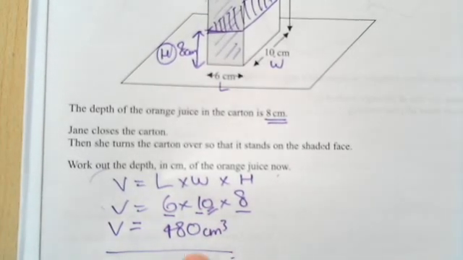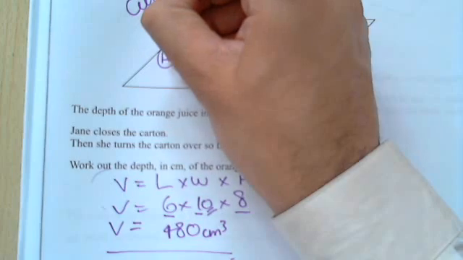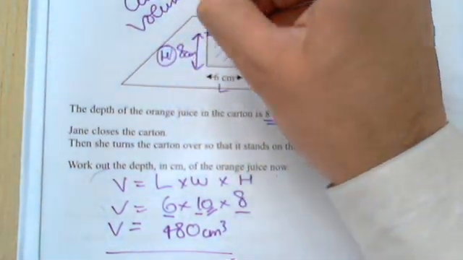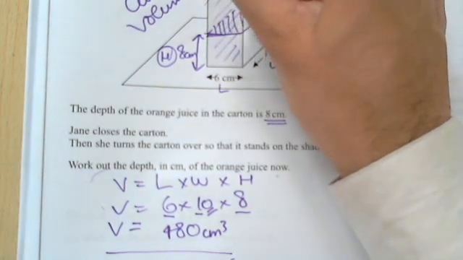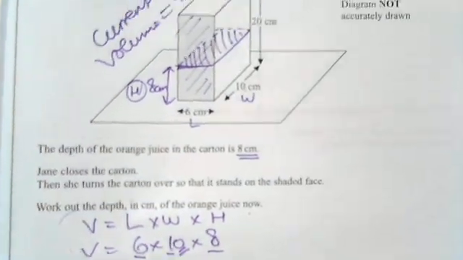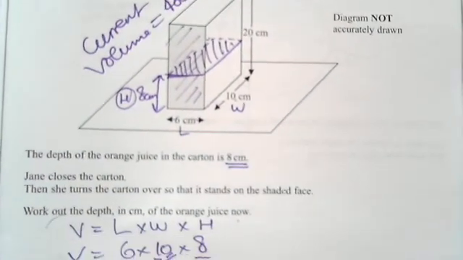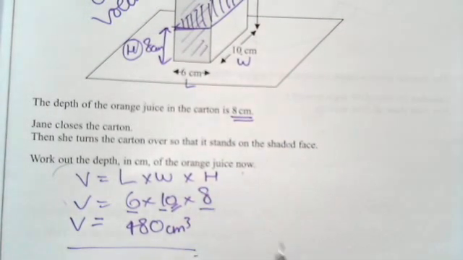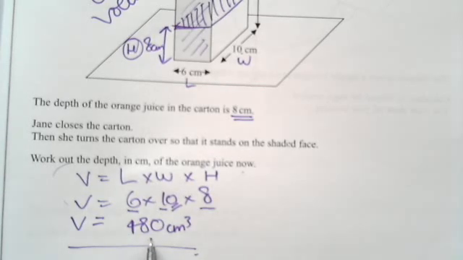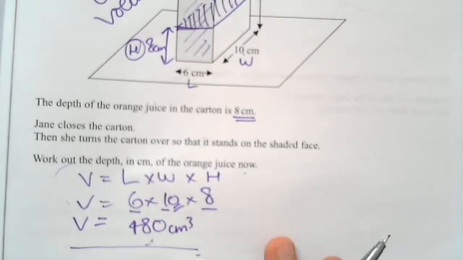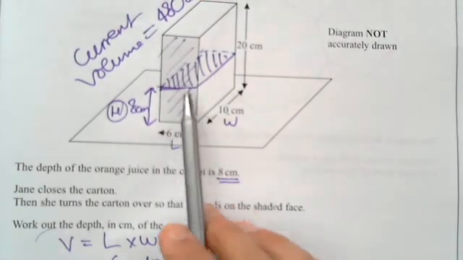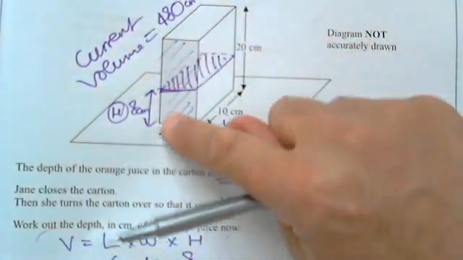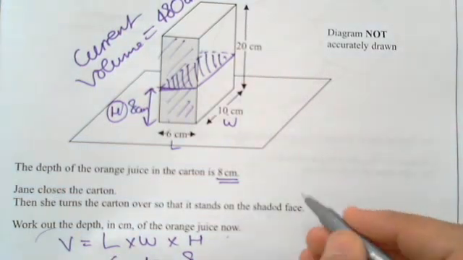So we know that the current volume is equal to 480 centimeters cubed. Okay, now that is the volume of orange juice we have. Now if we turn the shape, the shape is going to turn around, so it will sit on this face here. So we have a new diagram.